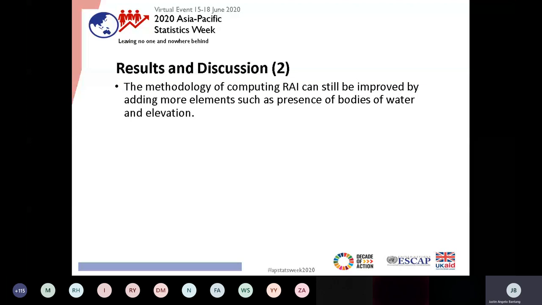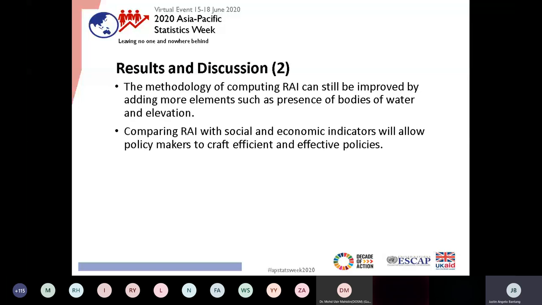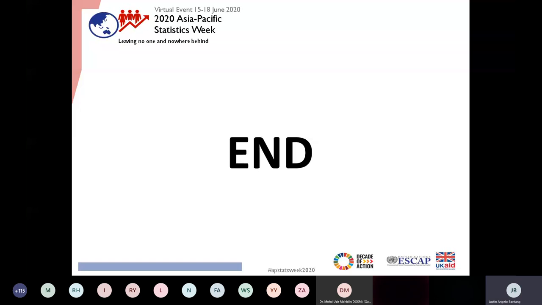The methodology of computing the RAI can still be improved. We can also add some other elements such as the presence of bodies of water, elevation, and presence of other physical structures. By comparing the RAI with social and economic indicators, we allow policymakers to craft efficient and effective policies. It can also boost the use of the resources to allocate it more efficiently. That's all. Thank you.